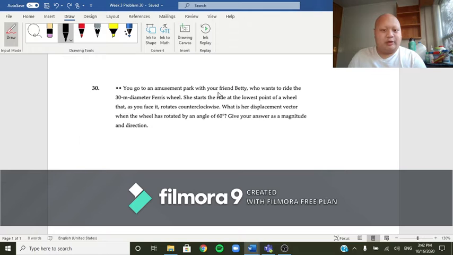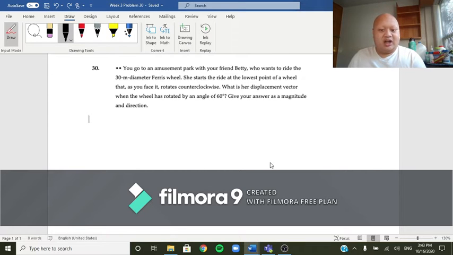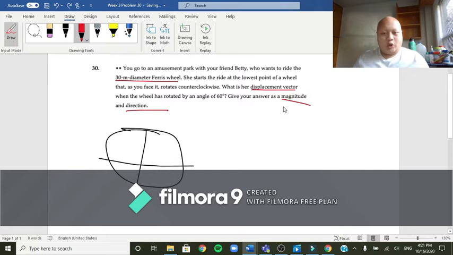You go to an amusement park with your friend Betty, who wants to ride the 30-meter diameter Ferris wheel. She starts the ride at the lowest point of a wheel that, as you face it, rotates counterclockwise. What is her displacement vector when the wheel has rotated by an angle of 60 degrees? Give your answer as a magnitude and a direction. So it's asking for a magnitude and a direction for a displacement.